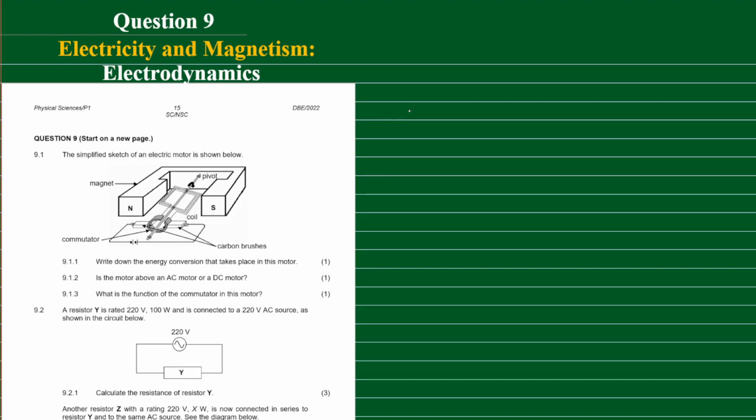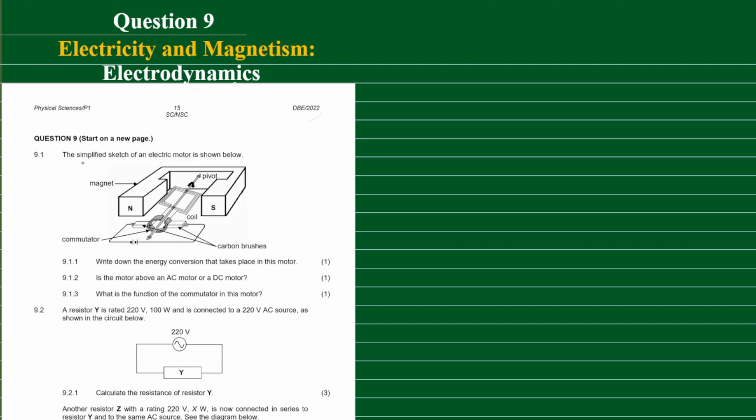In this tutorial, I'm going to cover two questions. Question 9, that is based on electricity and magnetism, electrodynamics, that is DBE 2022, and also the optical phenomena, also known as the photoelectric effect, which is question 10. So I'm going to cover them both in this tutorial. Now let's get into question 9.